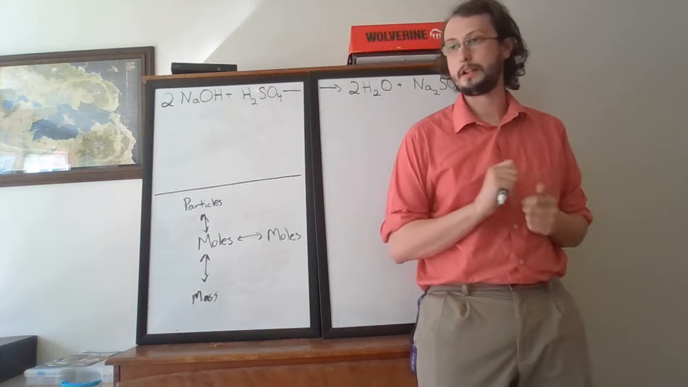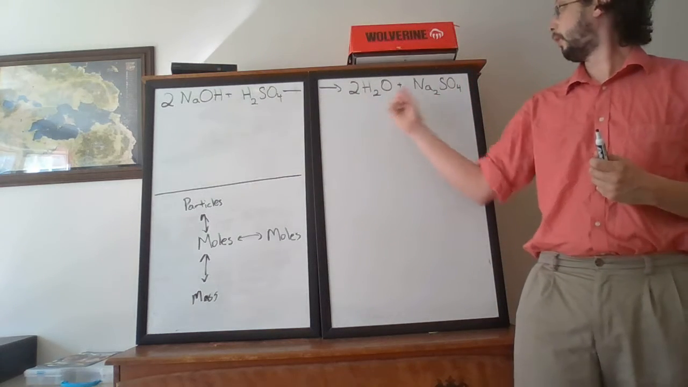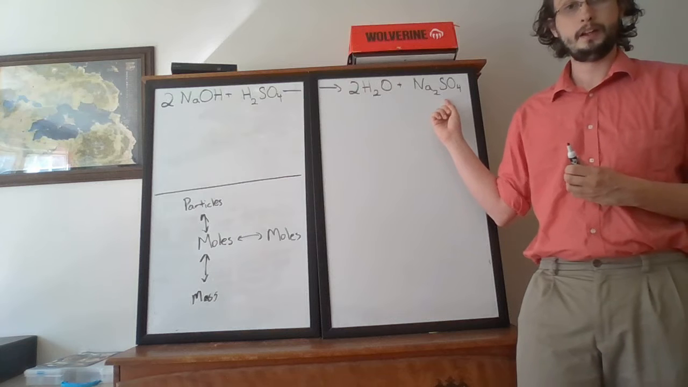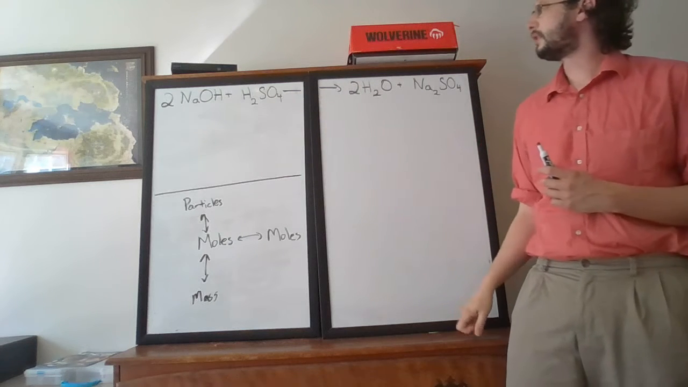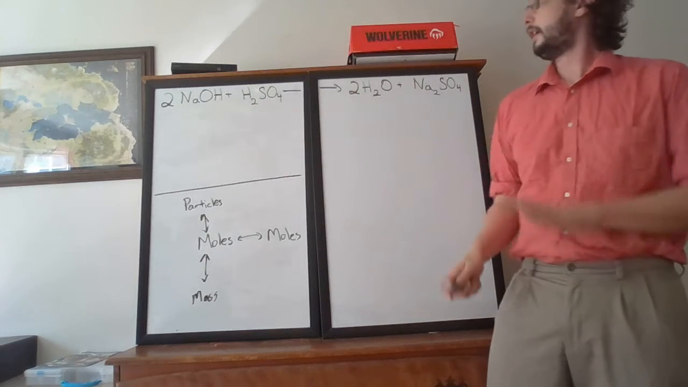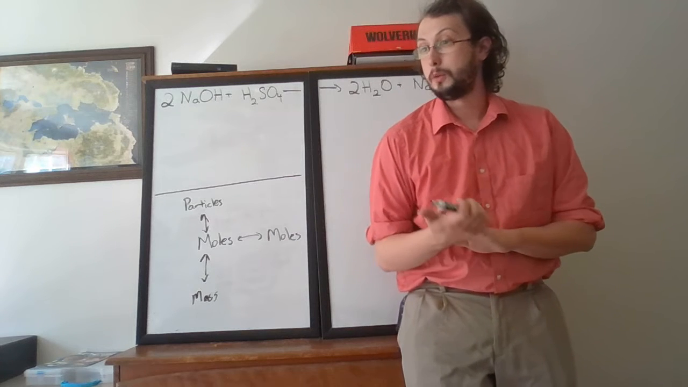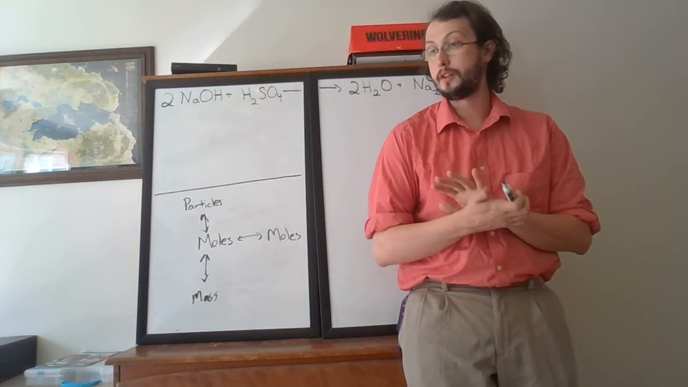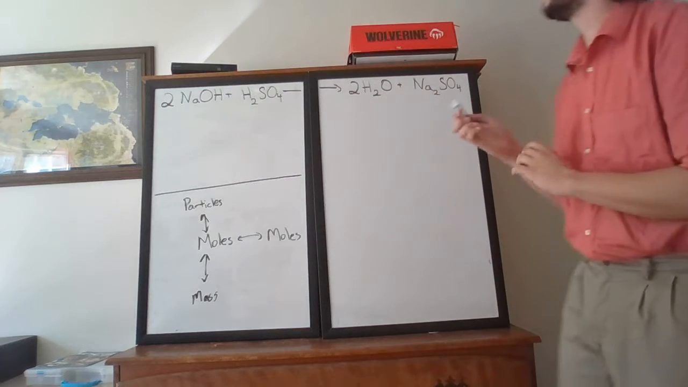We've got 2 sodium hydroxide reacting with a sulfuric acid to produce water and sodium sulfate. If you remember back to your reaction types, that would be both double replacement and neutralization, because we have an acid, a base, a salt, and water. But the question is asking how many grams of sodium sulfate will be formed if you start with 2 moles of sodium hydroxide and excess sulfuric acid.